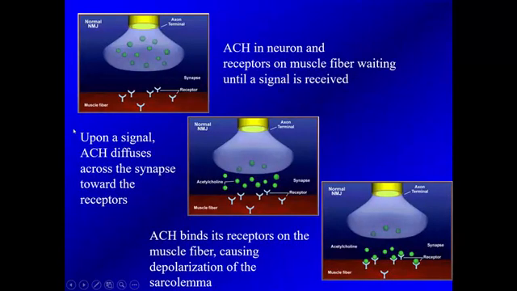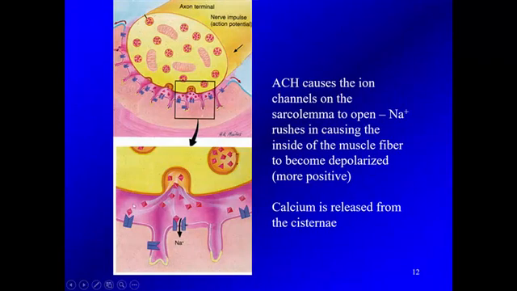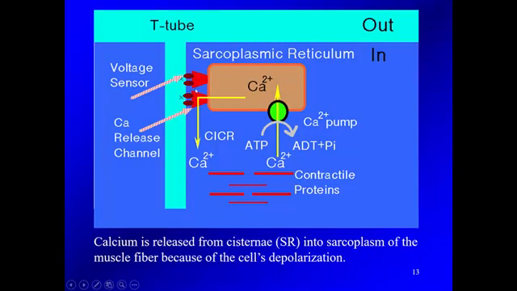So here's a picture. ACH up in the neuron. Here's the receptor. At the signal, the impulse comes along, ACH is released, it binds the receptors. Okay, and it shows it binding the receptors down here in the corner. Okay, here's another one. Binds the receptors, allows sodium to come in. That causes calcium to be released from the cisternae. Okay, so calcium comes out.